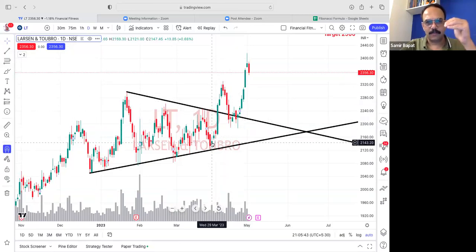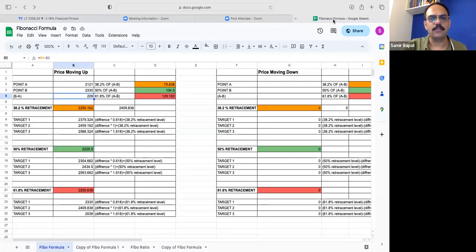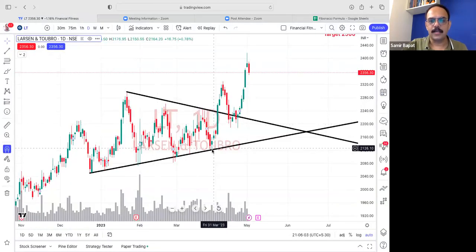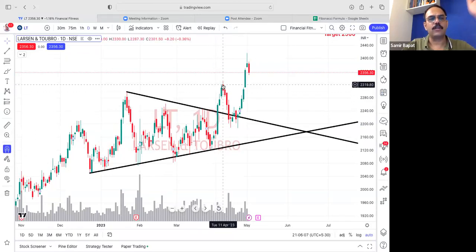Let's start from here. It started at 2121. We have this Fibonacci sheet. Let's put it here. So it started from 2121 on 29th March, it went up, up, up. The highest point was 2330, so I'll put 2330 here.